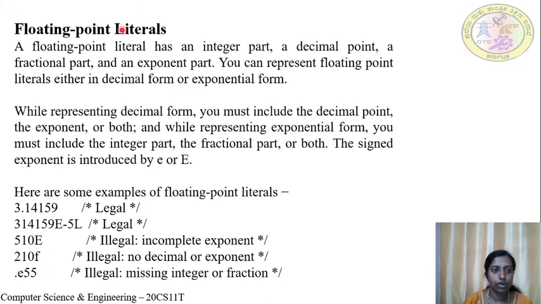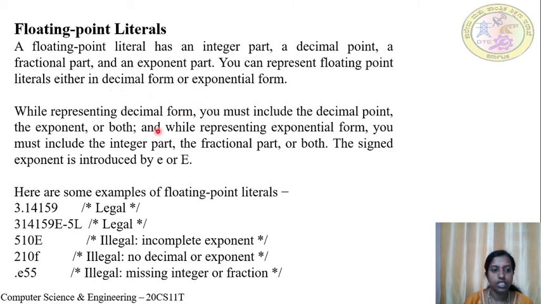Next we move on to floating point literals. A floating point literal has an integer part, a decimal point, a fractional part and an exponent part. So a floating point literal can have three different parts: an integer number, a decimal point separating the fractional part, and an exponent part. You can represent floating point literals either in decimal form or exponential form.